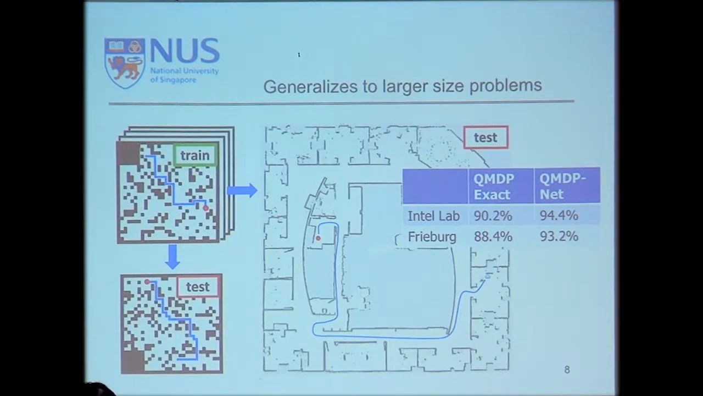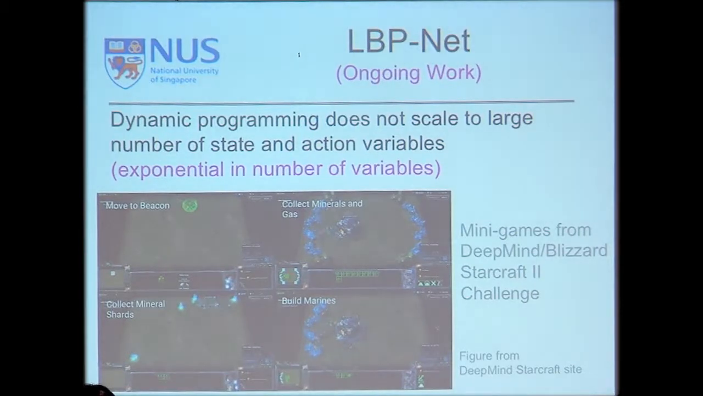Okay, so so far I've talked about essentially dynamic programming. But dynamic programming has problems in that it doesn't scale. So now I'm interested in scaling it up. It doesn't scale: few hundred states, thousands of states, you're probably fine. Actually, even 10,000 states, you're probably fine.